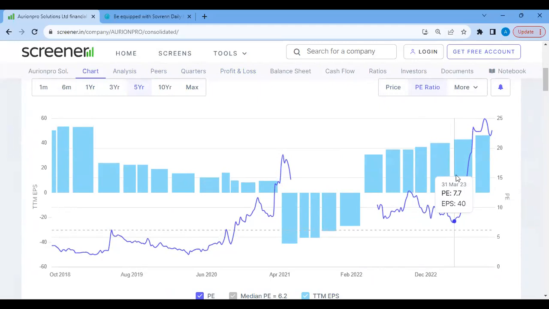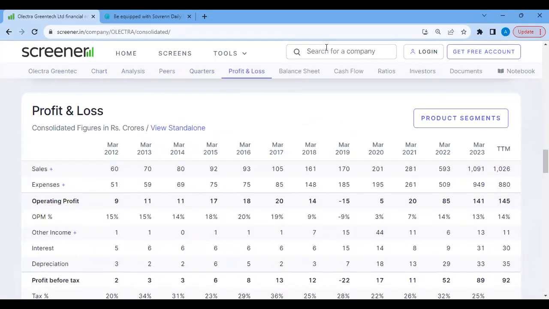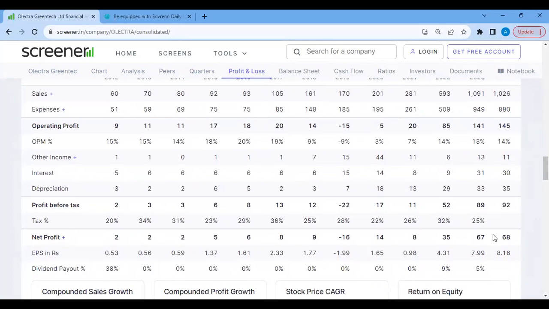So our objective as an investor is to buy low PE, high growth stocks. Now I will give you one more example. Is this a slow growth company or a fast growth company?